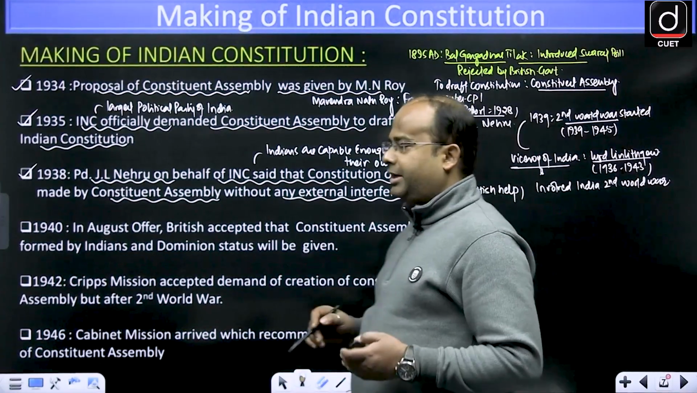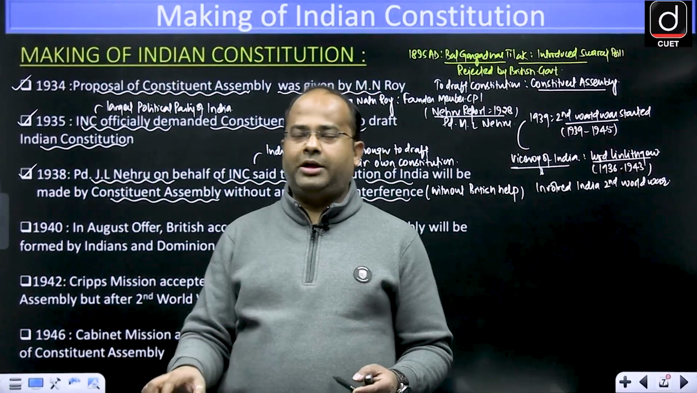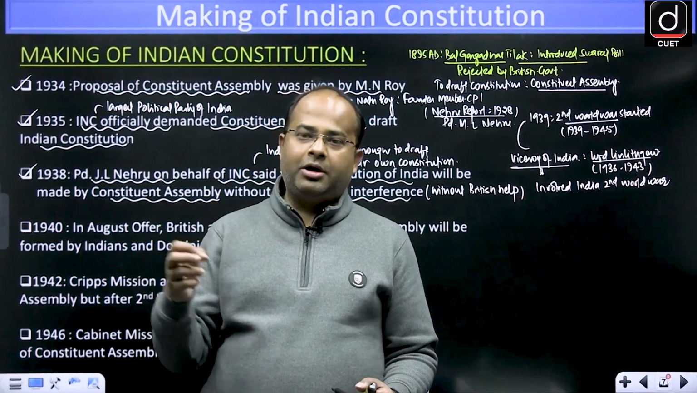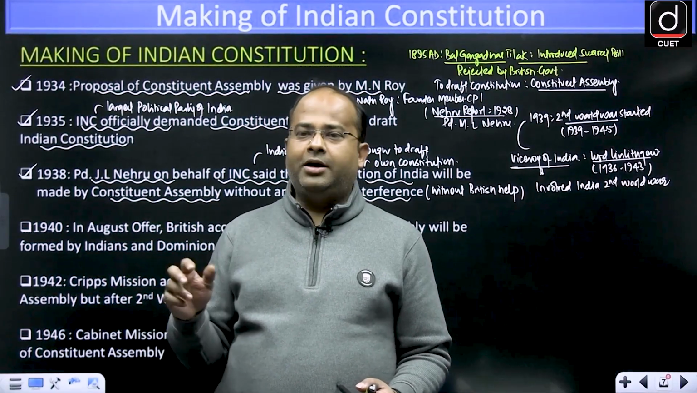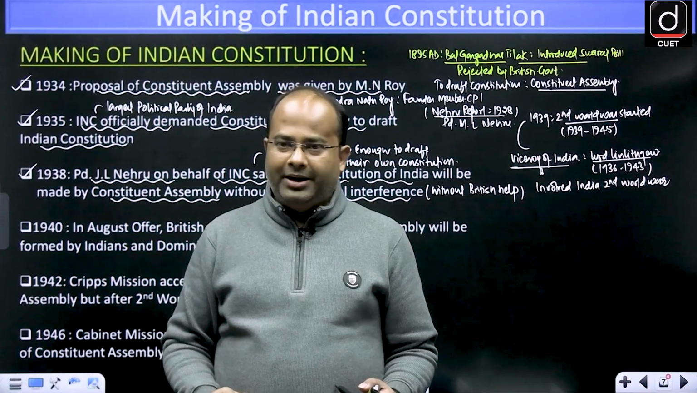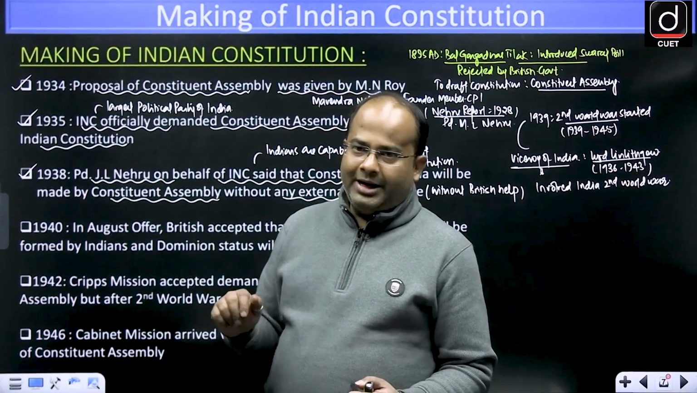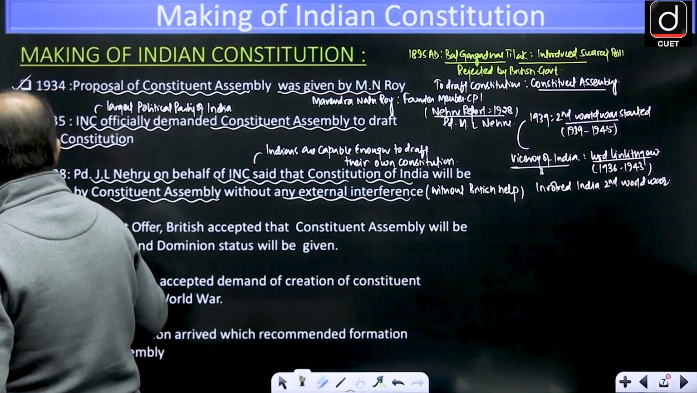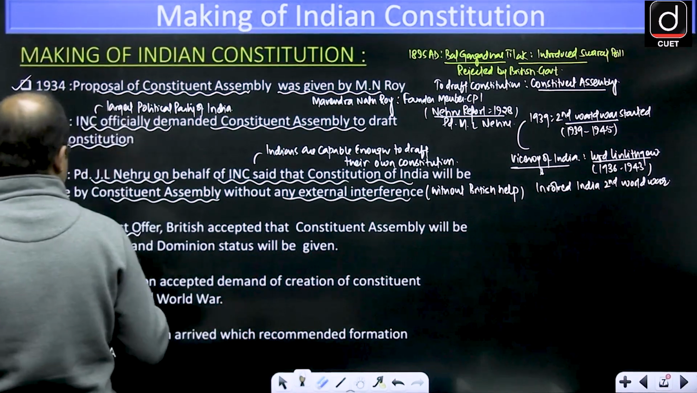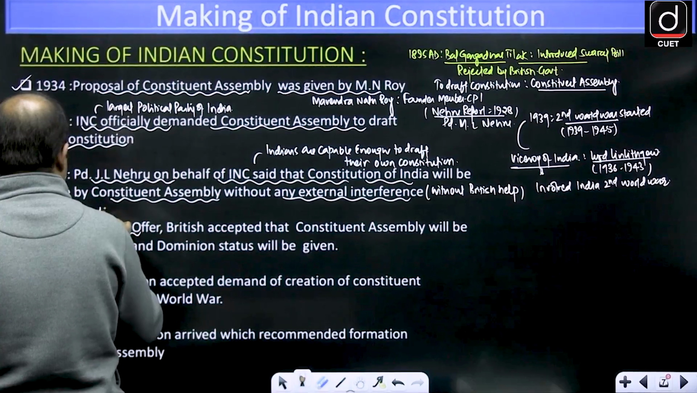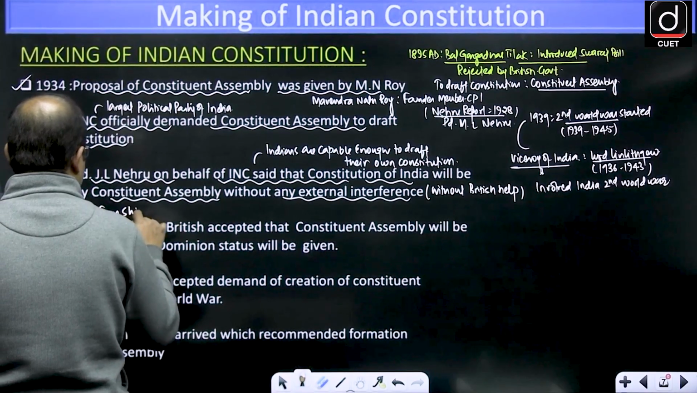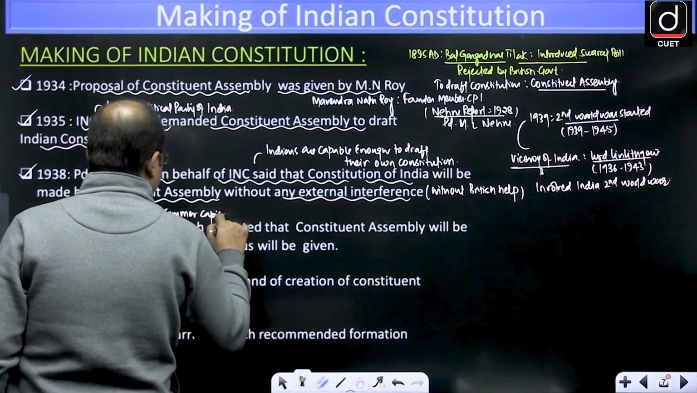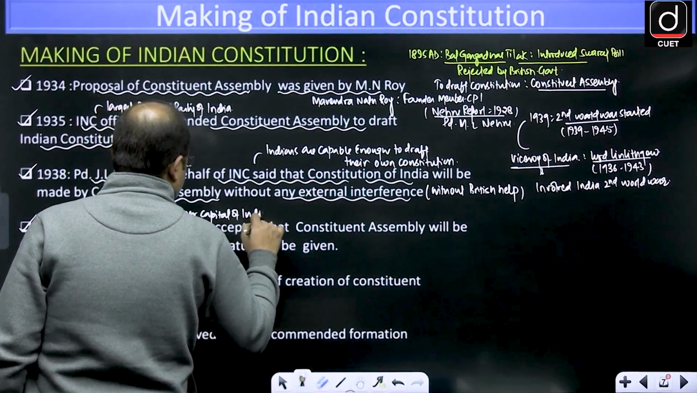Now guys, during the time of the World War, the economic condition of the British became weak, and they did not have enough resources to hold a big colony like India. So in August 1940, just after a year, the British Viceroy gave the August Offer from Shimla, which was the summer capital of India.